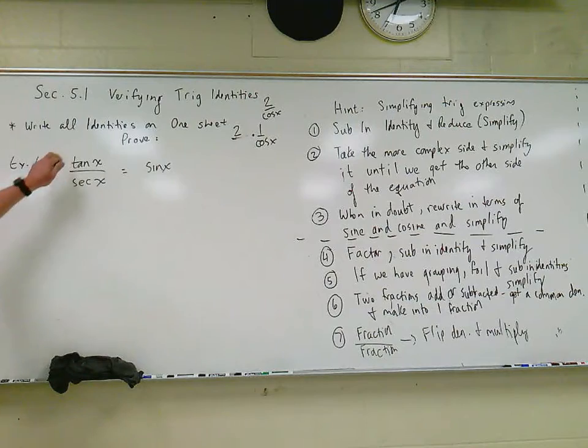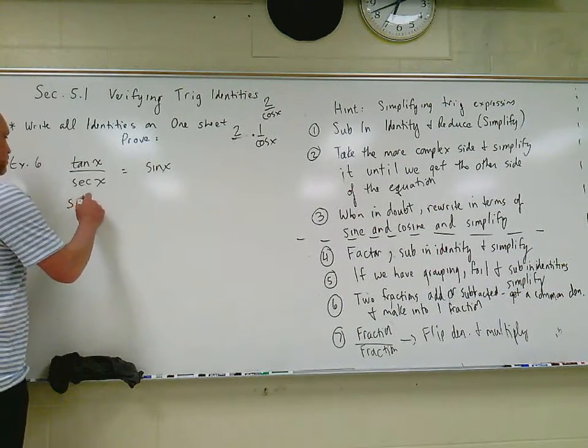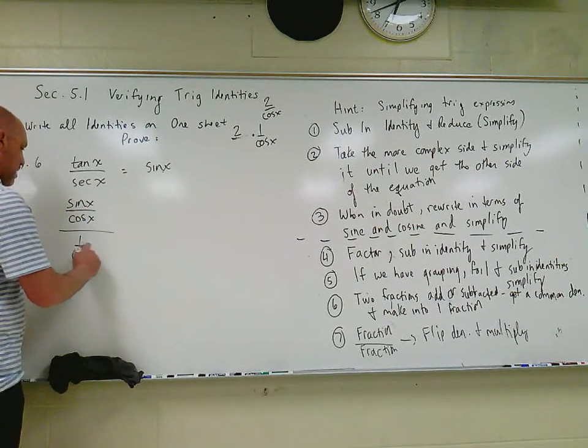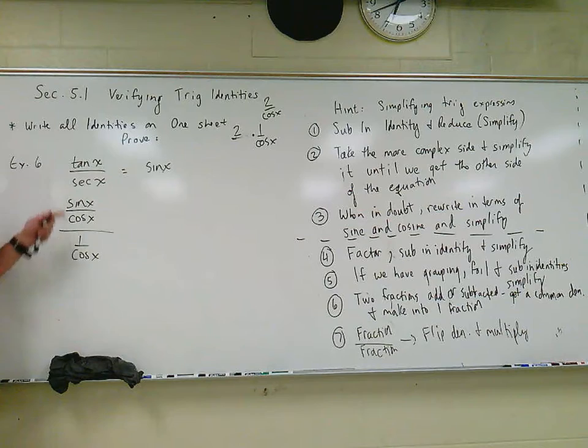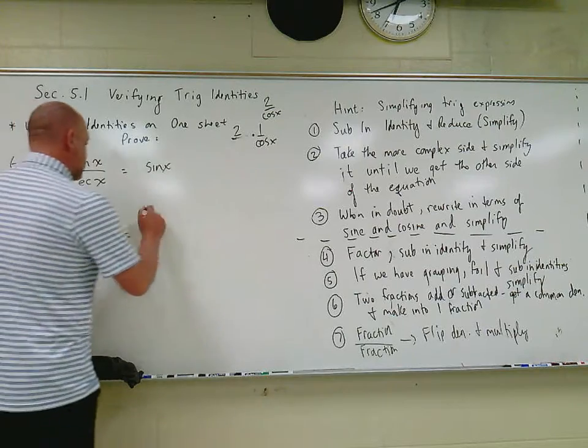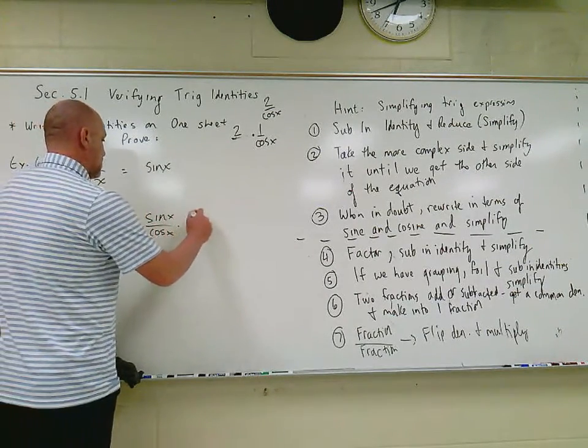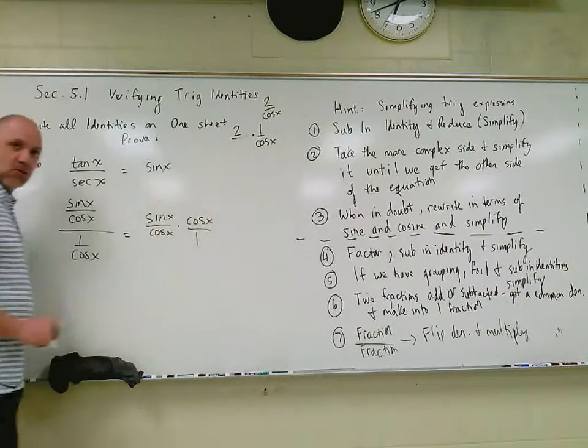All right, so when in doubt, what's tangent equal? Sine over cosine. What's secant equal? 1 over cosine. Look what we got. It's magic, but we got a fraction over a fraction. What's always the rule? When you divide by a fraction, you flip and multiply. So we'll just say sine over cosine times cosine over 1. And what happens to the cosines?